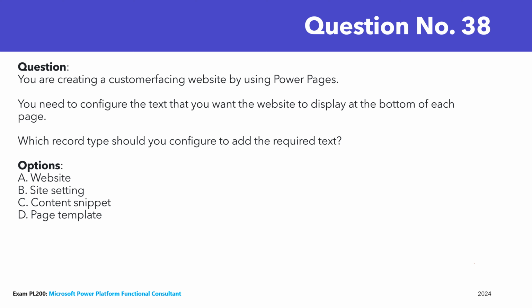Question: You are creating a customer-facing website by using Power Pages. You need to configure the text that you want the website to display at the bottom of each page. Which record type should you configure to add the required text? Options: A, website. B, site setting. C, content snippet. D, page template.